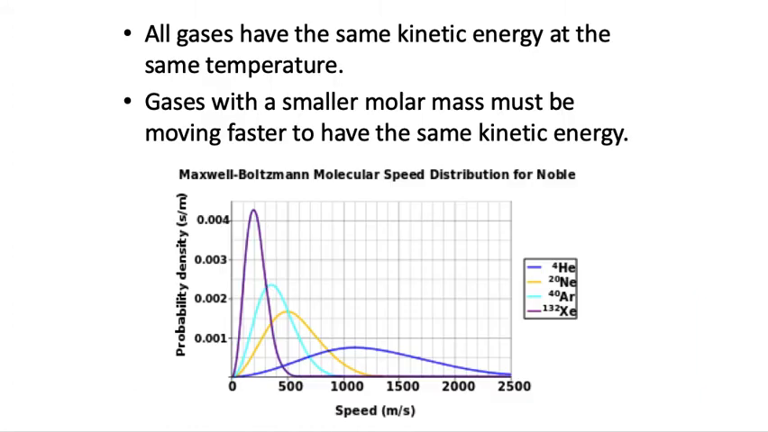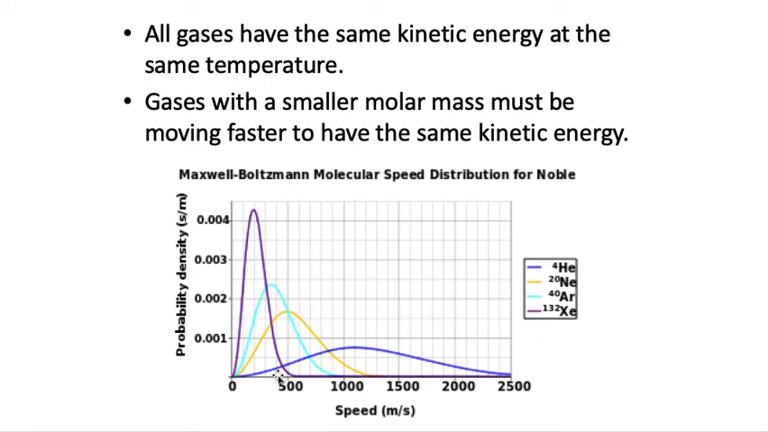Here's a picture of the Maxwell-Boltzmann distribution again, and this one's showing something slightly different. Instead of showing different temperatures, we're showing all the same temperature, but we're showing different gases. And so all gases have the same amount of kinetic energy at the same temperature. So at this temperature, all these gases have the same amount of kinetic energy, but they achieve that kinetic energy in different ways. The heavier gases, so the xenon, can move pretty slow.